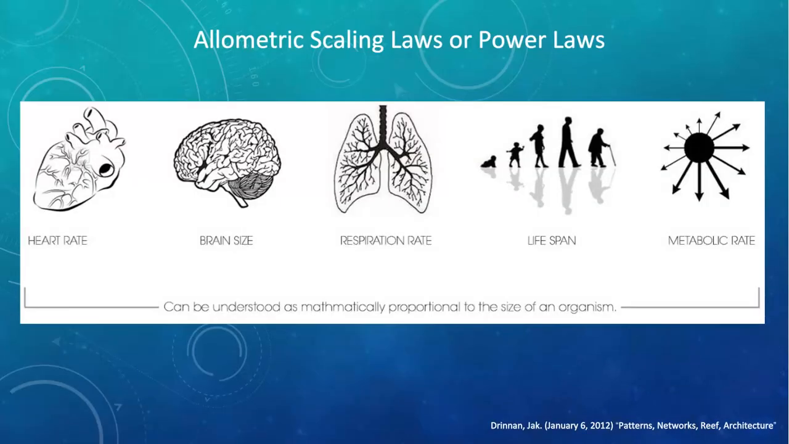So some other properties that scale as power laws are heart rate, I mentioned that one, brain size, respiration rate, and lifespan, which I also mentioned. These can all be understood mathematically as proportional to the size of an organism in a very specific relationship.